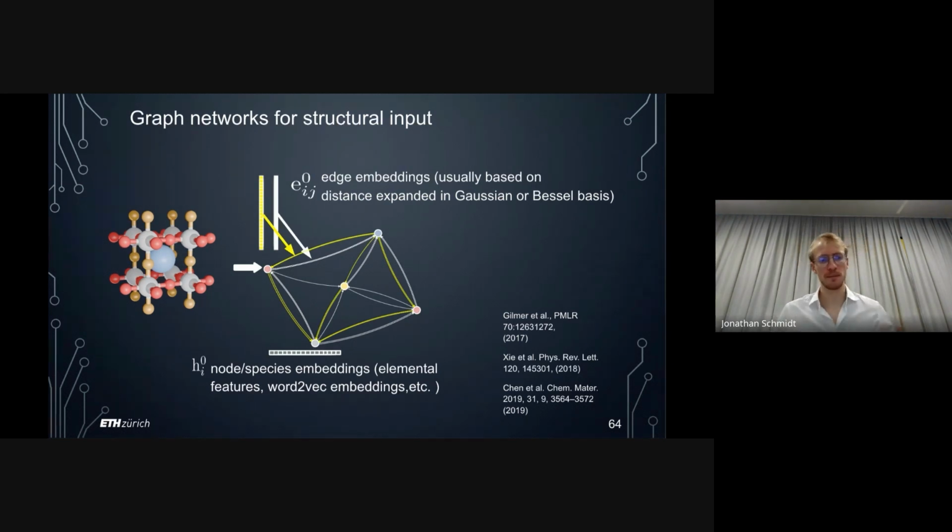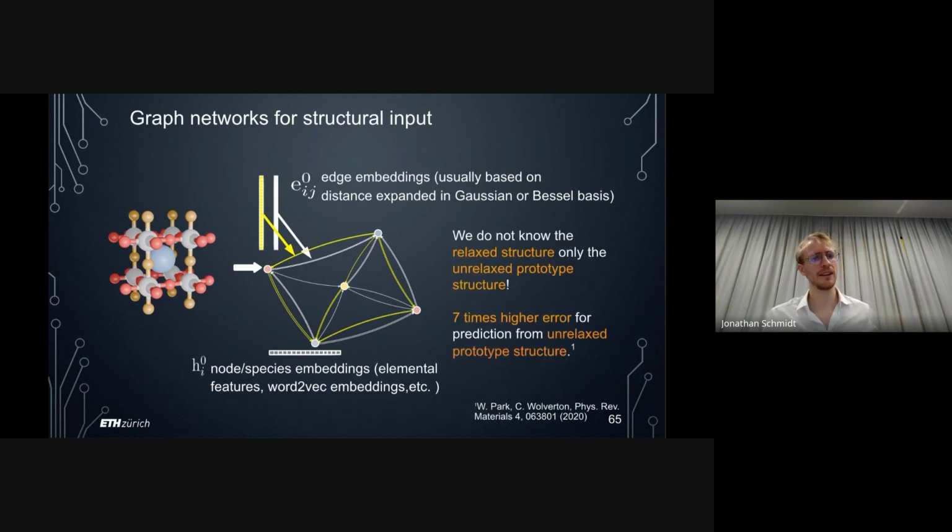And usually in the edge embeddings, we put some distance expanded in a Gaussian or Bessel basis and maybe also some angular information. And this is kind of the problem if we want to do these high throughput searches, because we want to do a single prediction to determine the stability, but we only have the unrelaxed prototype structure and not the relaxed crystal structure.